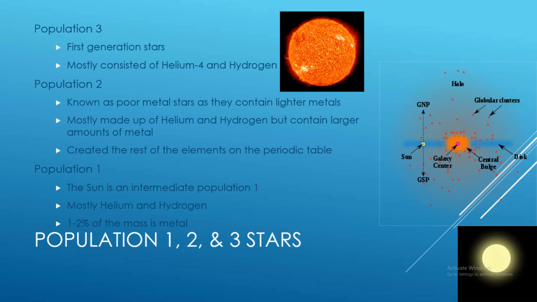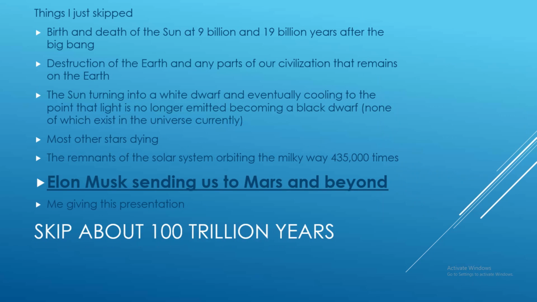Now, confusing you way more, the Sun is an intermediate population 1 star. That basically means it's kind of in between population 2 and population 1. It's closer to population 1, though. So, yeah. Sun is not either. It's kind of both. Blurs the lines. Damn physics. Okay, so I'm skipping 100 trillion years now.